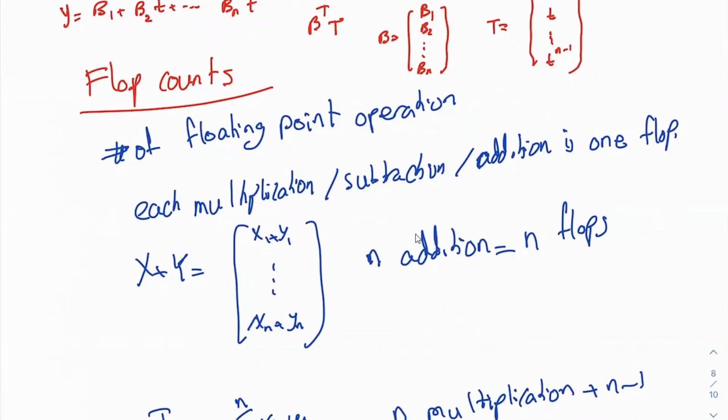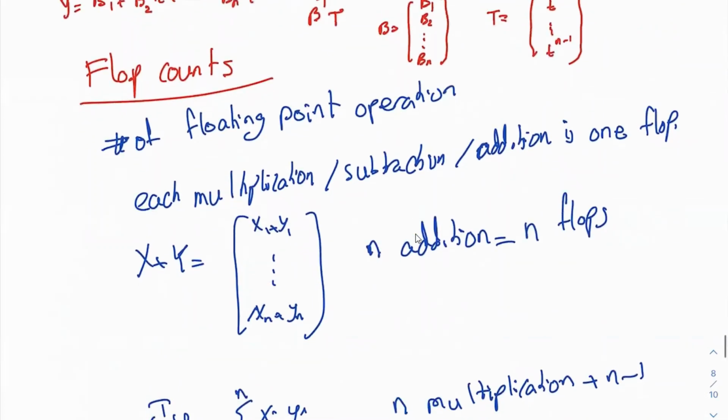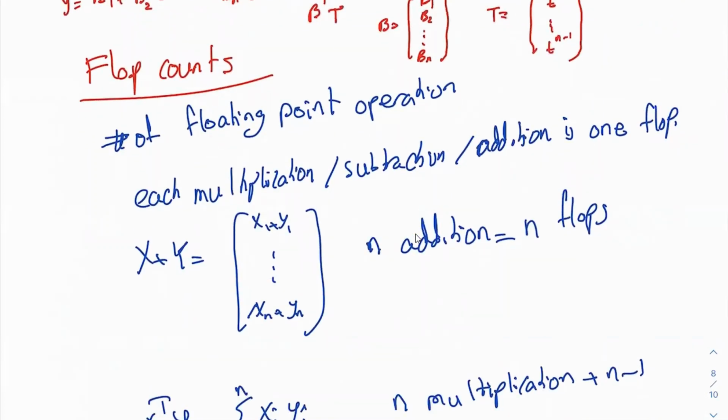So we're going to talk about some basic examples here. Flop stands for floating point operation, but it's a term that is widely used, right? So each multiplication, subtraction, and addition is just one flop, right? So for example, let's take a look at one example here.